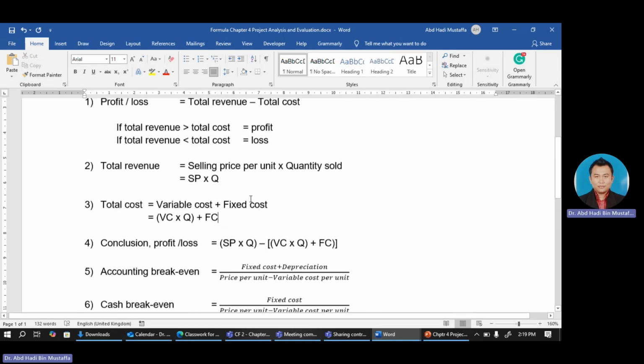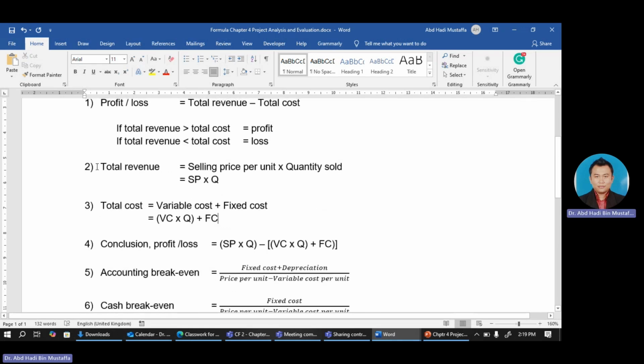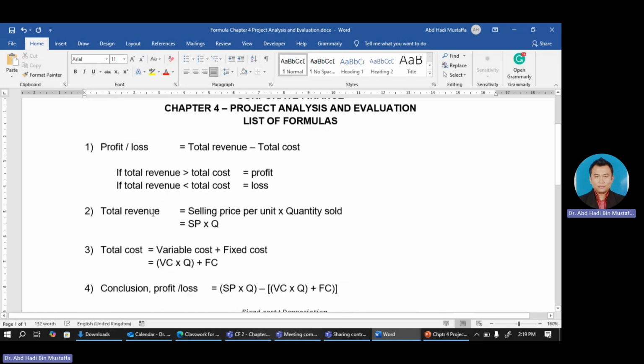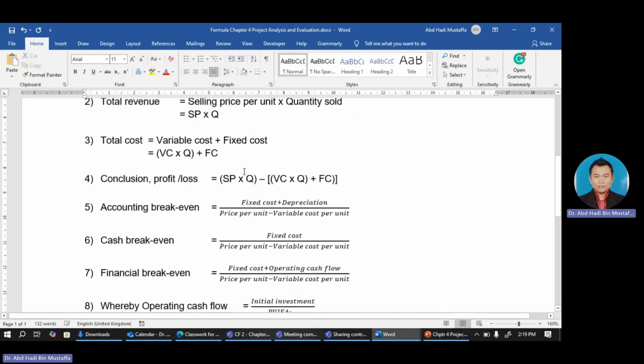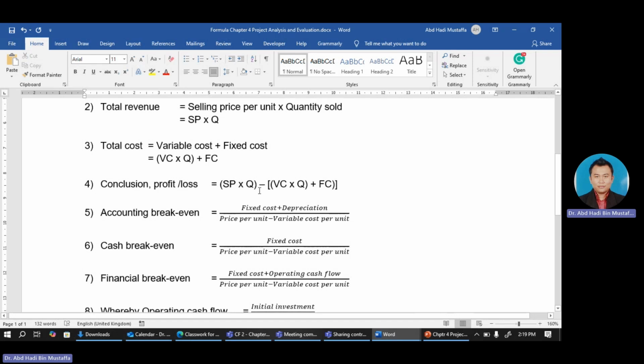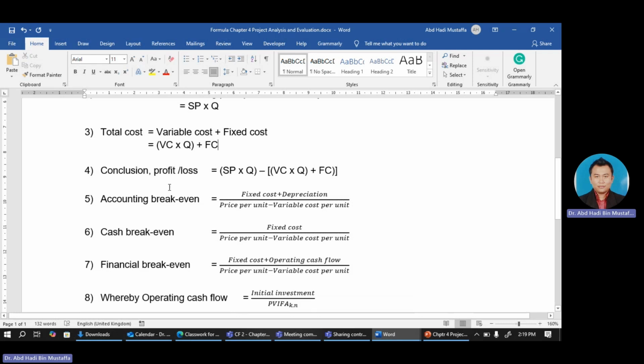So the conclusion, if you combine formula number 2 and formula number 3, which is total revenue minus total cost, is this one. SP multiplied by Q, which is formula number 2, minus bracket, second bracket, VC multiplied by Q, close bracket, plus FC, close the second bracket, and then close the first bracket. So combine formula number 2 minus formula number 3, you will get total profit and losses. Okay, so you need to understand.